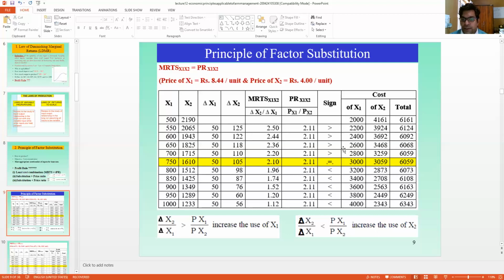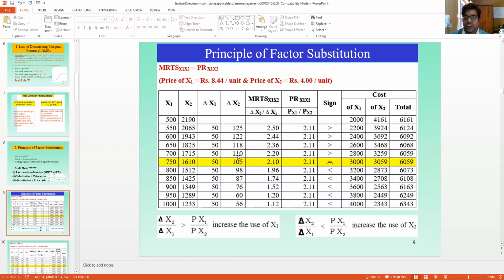So now if you increase x1, that is 650, you are increasing to 700. So you are increasing x1. What is happening? You see now the cost is reduced. From 6068, the cost is reduced to 6059. Why? Because you have increased x1.